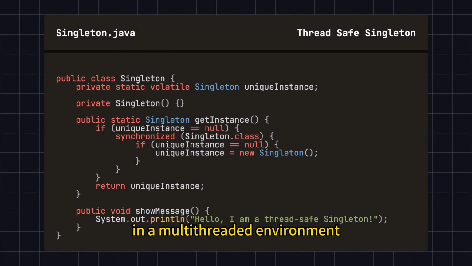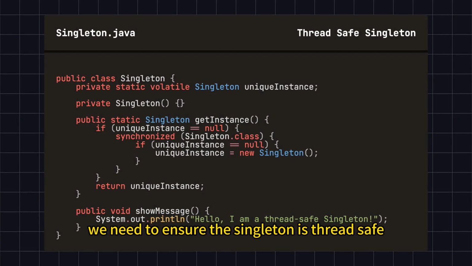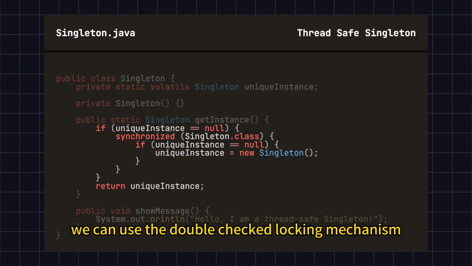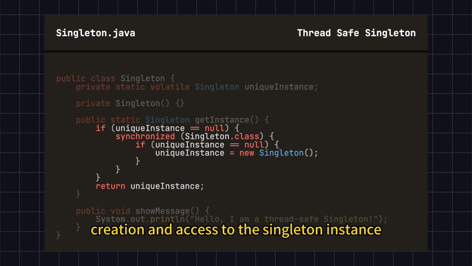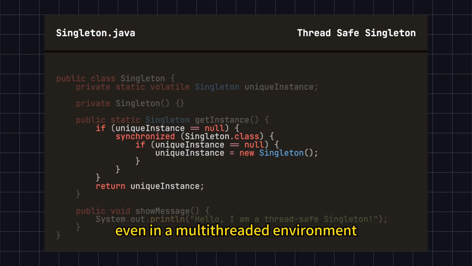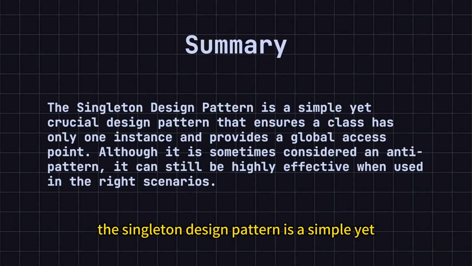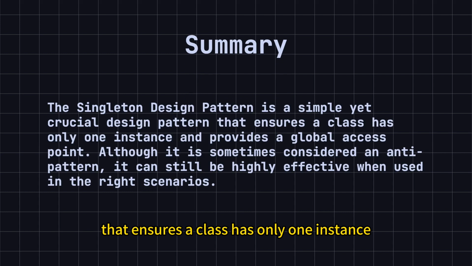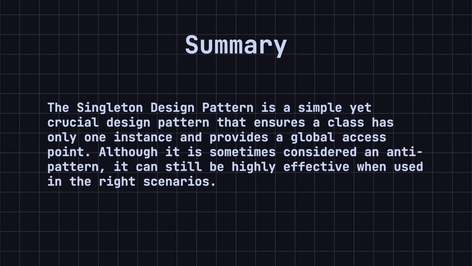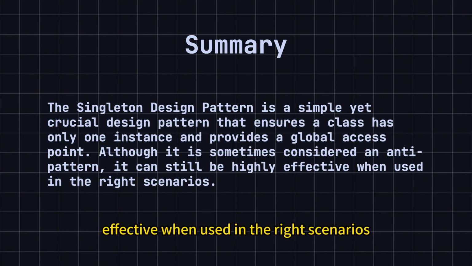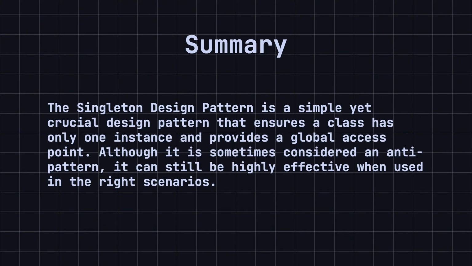In a multi-threaded environment, we need to ensure the singleton is thread safe. For this, we can use the double-checked locking mechanism, which ensures safe creation and access to the Singleton instance, even in a multi-threaded environment. Finally, let's summarize today's lesson. The Singleton design pattern is a simple yet crucial design pattern that ensures a class has only one instance and provides a global access point. Although it is sometimes considered an anti-pattern, it can still be highly effective when used in the right scenarios.